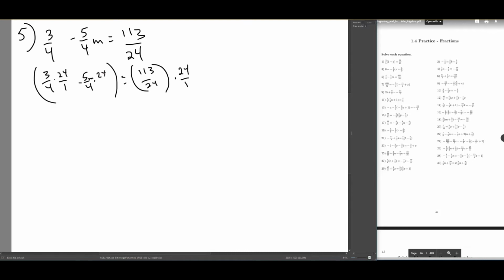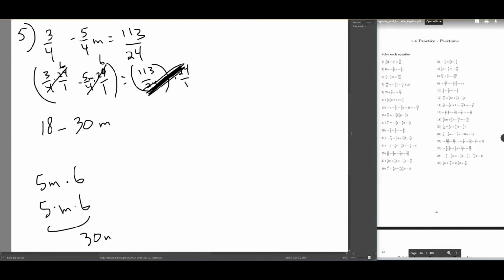So 113 over 24 multiplied by 24 over 1. 3 over 4 times 24 over 1 minus 5 over 4 multiplied by 24. Oh, actually there's an m here. Multiplied by 24 over 1. All right. So this cancels out and it becomes 6. This cancels out and it becomes 6. This cancels out and it just, that's the number, right?